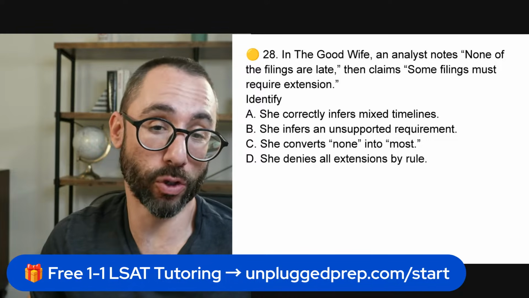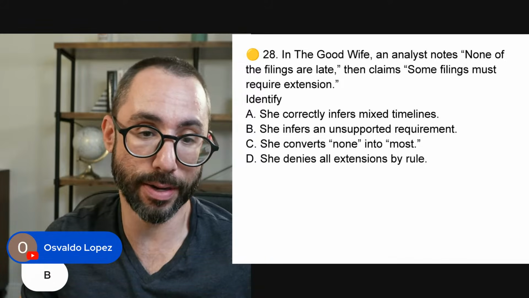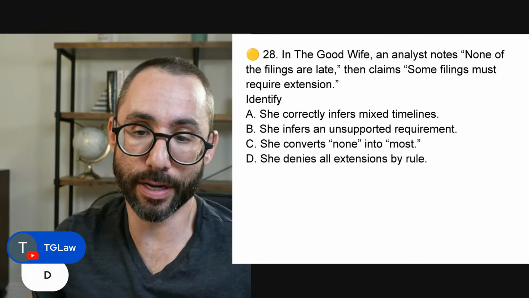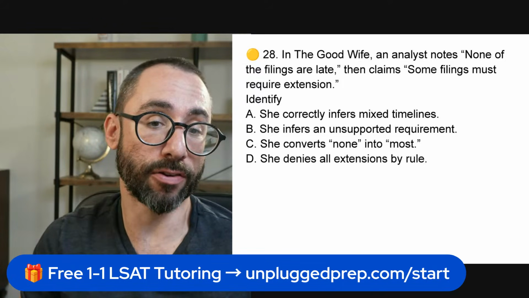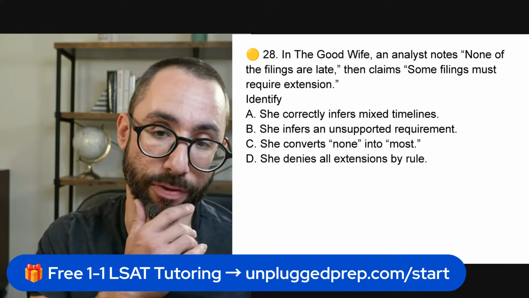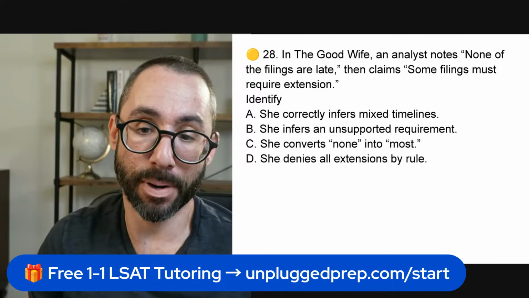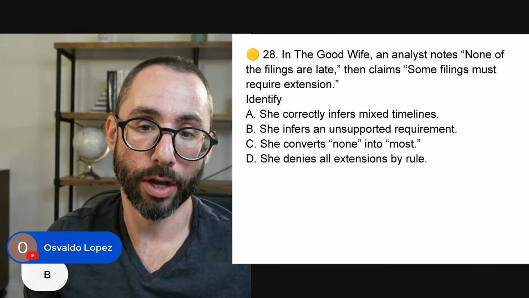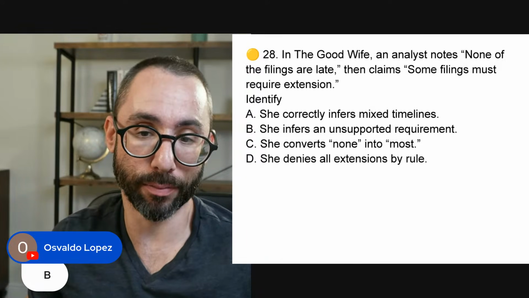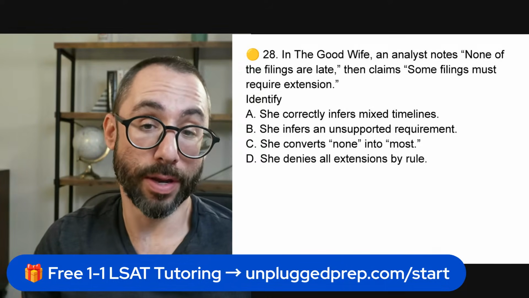So I know a lot of folks chose A, but in my view, A is not right. I see Osvaldo saying B now. TG Law is saying D. So D says she denies all extensions by rule. I don't see her denying extensions here. She's making a claim about the need for extensions. But as Osvaldo says in B, she infers an unsupported requirement. And Passion says B as well.